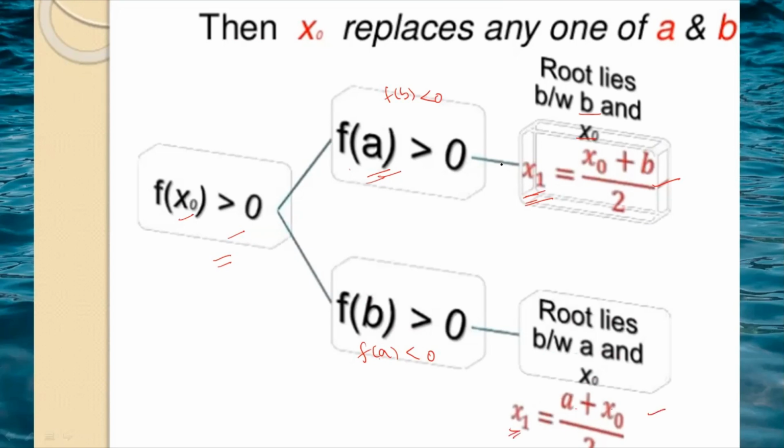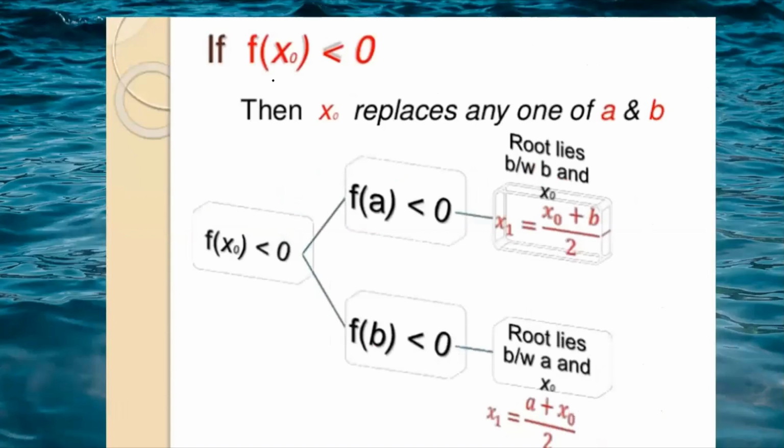So depending upon your f of x naught value, you have to replace a or b. Okay. So if f of x naught is greater than 0, then what is your x1? x naught plus b by 2. Suppose f of a is greater than 0, this is the case. If f of b is greater than 0, then your x1 is a plus x naught by 2. If f of a is greater than 0, your x1 is x naught plus b by 2. Suppose f of x naught is not greater than 0, it is less than 0. Then what happens, we'll see. If f of x naught is less than 0, then x naught replaces one of a or b.